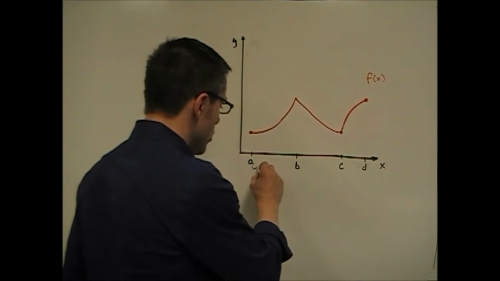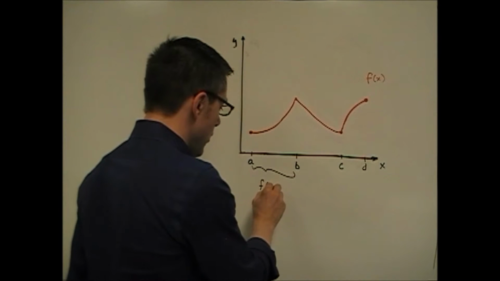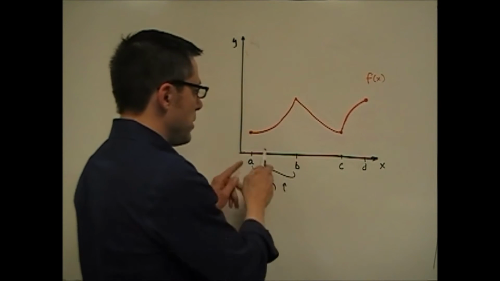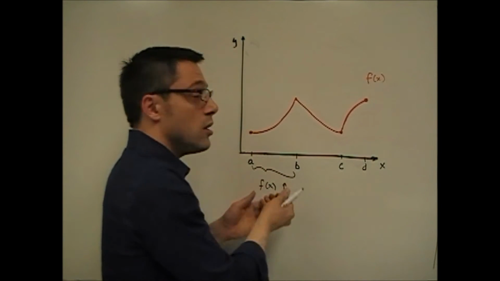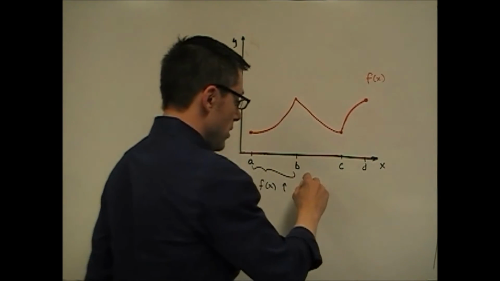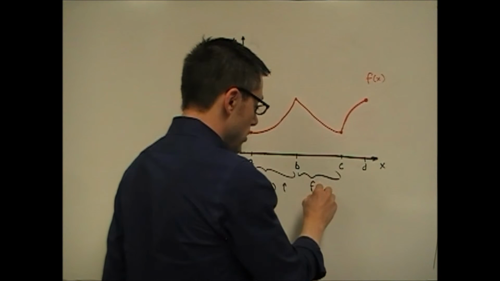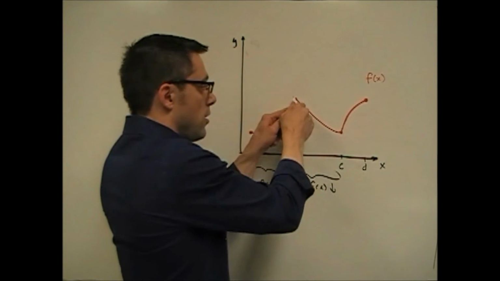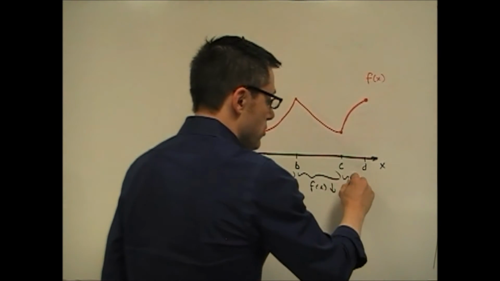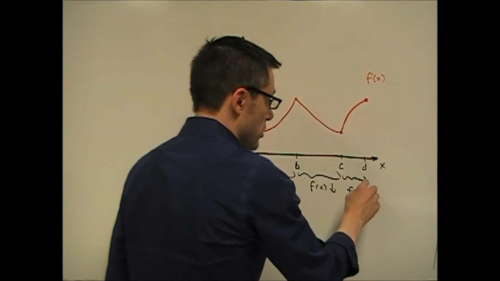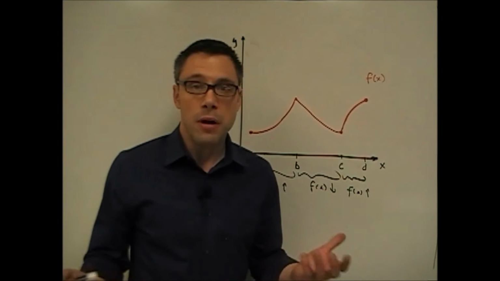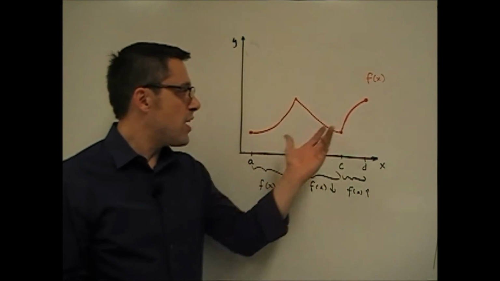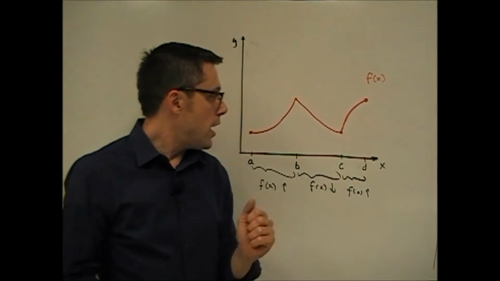And clearly we can see the function is definitely increasing. I'll say f of x is increasing from a to b, right? As we move along in positive x, the corresponding y values are going up. Similarly, between b and c, the function is decreasing, right? It's clearly going down. And also between c and d, the function again is increasing. Okay? This is a function that is definitely continuous, right?